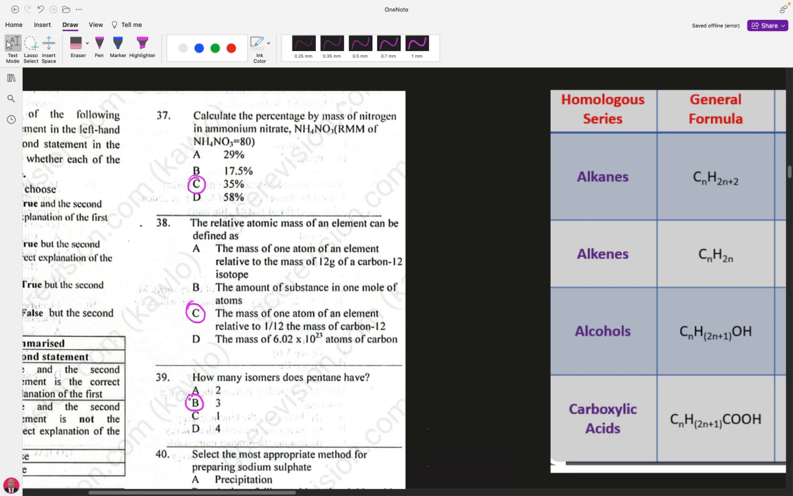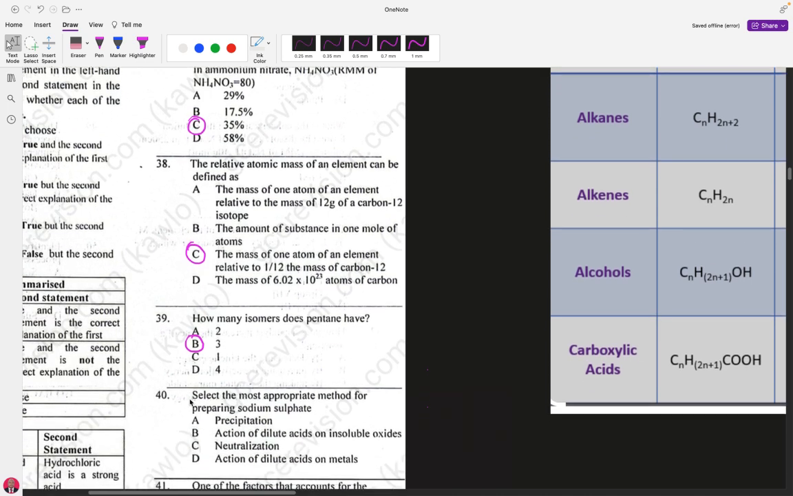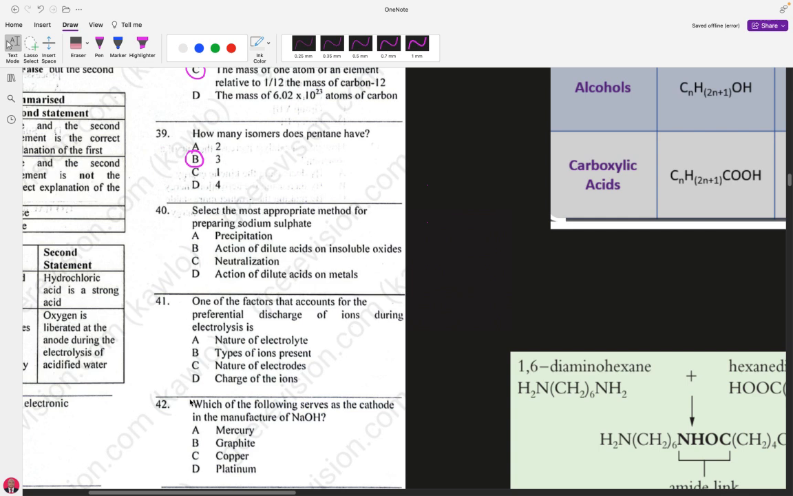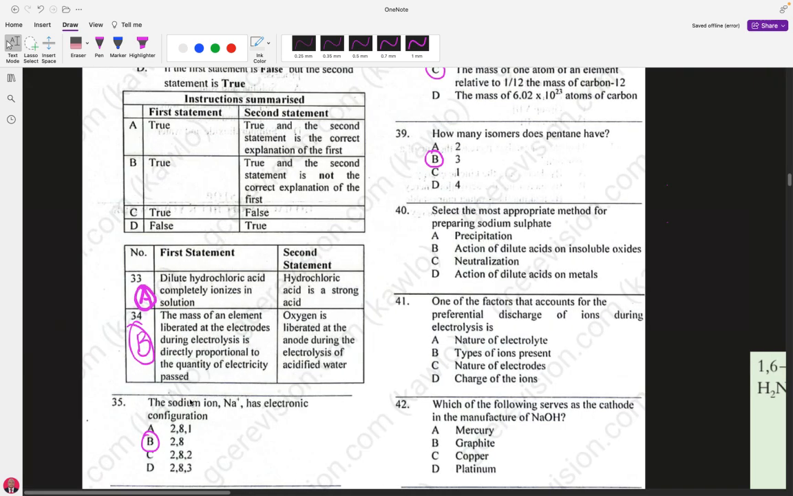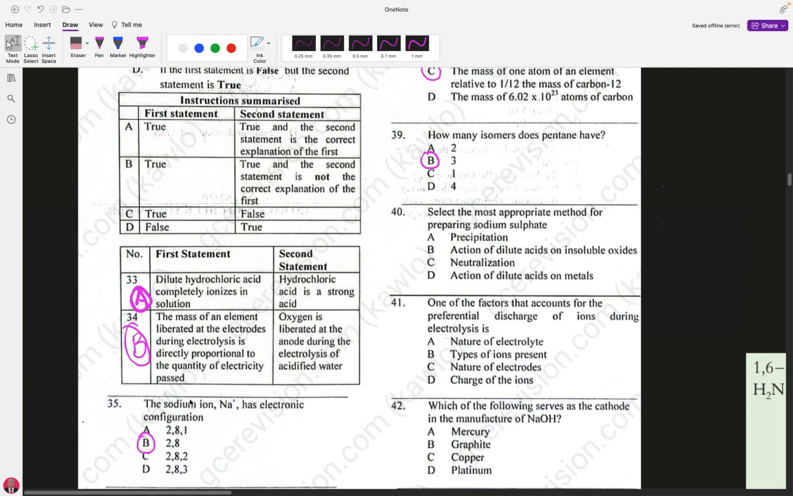So 39 is B. Now we go to number 40. Select the most appropriate method for preparing sodium sulfate. The most appropriate method you can use to prepare sodium sulfate is a neutralization reaction. A neutralization reaction is the most appropriate method. So our answer here is C.